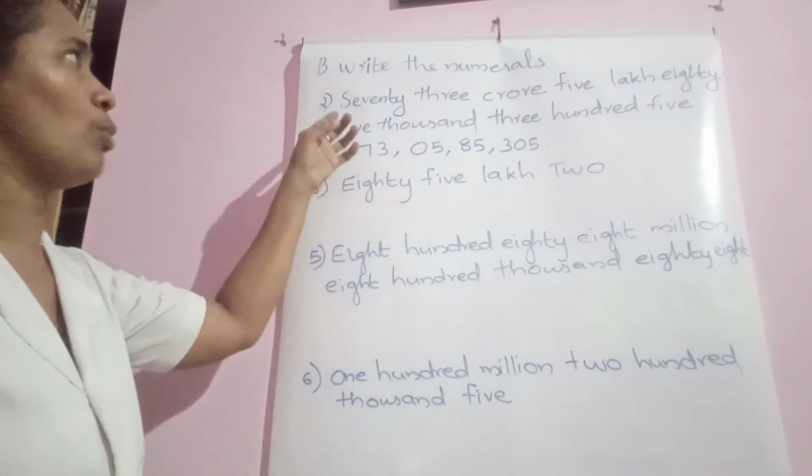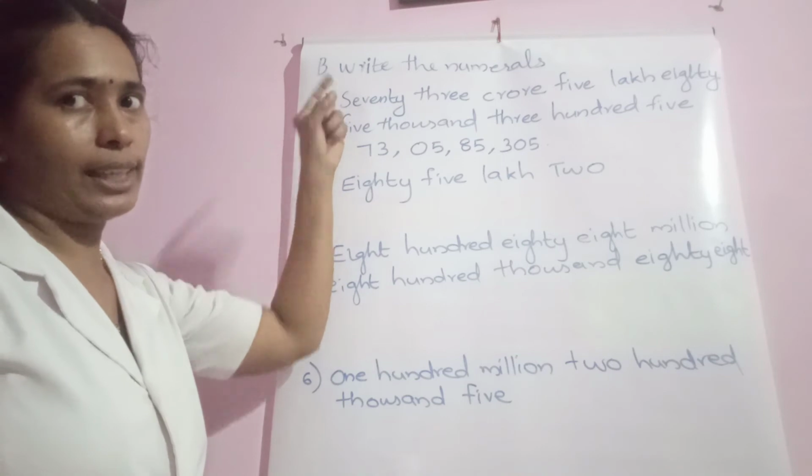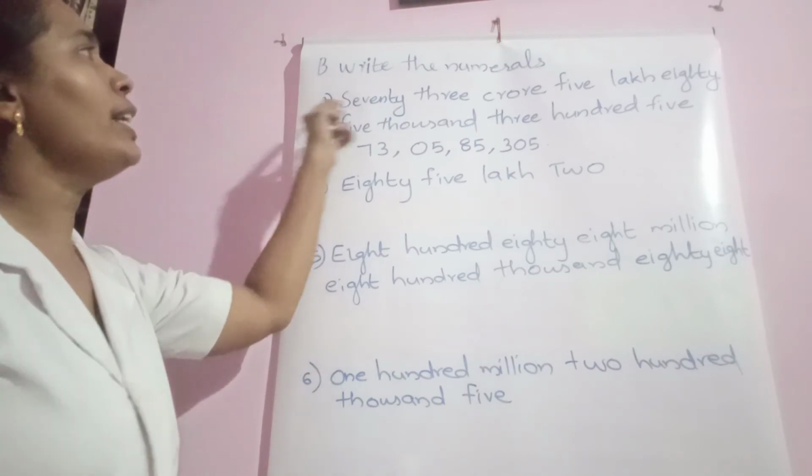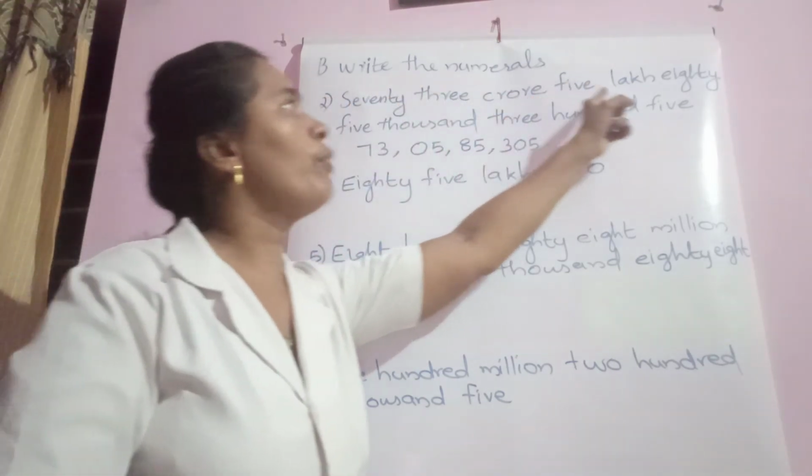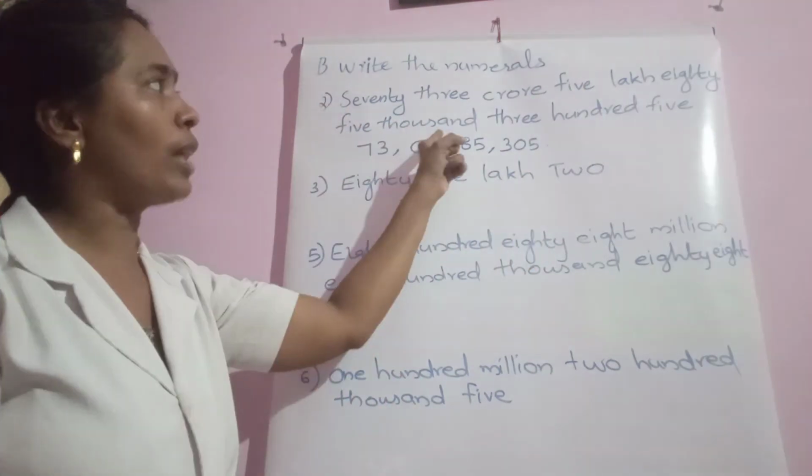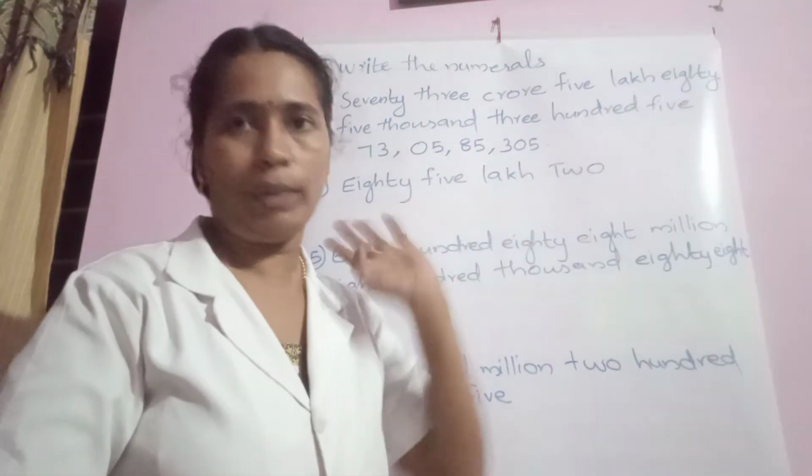Let us see the first one. The second one is what the teacher is answering; the first one is homework for you. Second one: 73 crore 5 lakh 85,305 is given to us.